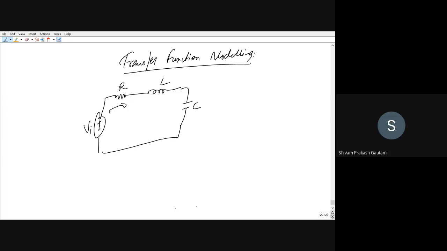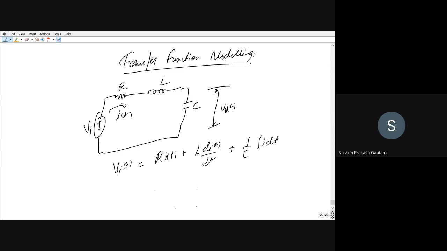Let us assume the current flowing across this loop is i(t), and we want to measure the voltage across this capacitor. Under mathematical modeling, we could write its loop equation. So v(t) will be equal to the voltage drop across the resistance, that is R i(t), plus L di/dt, plus 1 by C integration of i(t) dt.